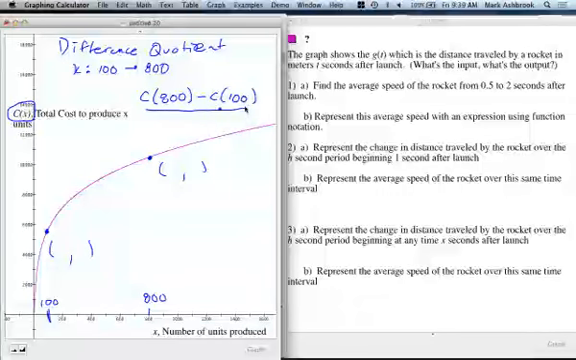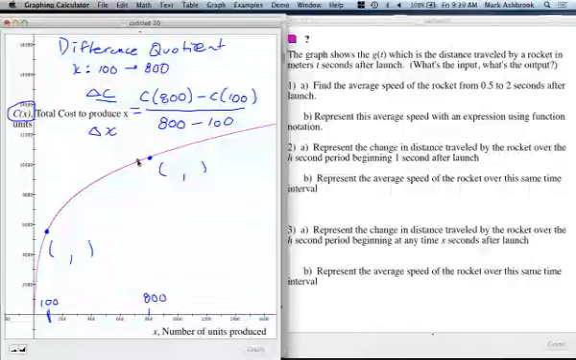Okay, and so tell me exactly what is that here? 800 minus 100. Okay, so we have the change in cost over the change in number of items produced. So now we don't have speed anymore, right? But it's the same idea. It's not speed, but it's a rate. So what exactly would that number calculate? This whole thing would give us a number. What would the meaning of that number be?